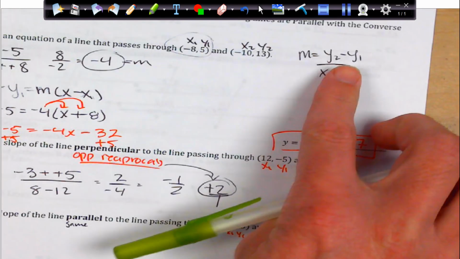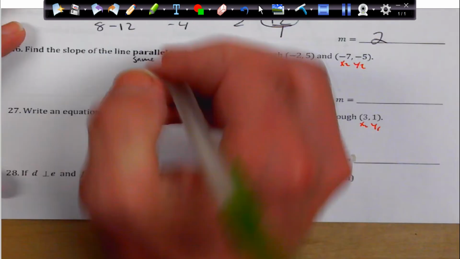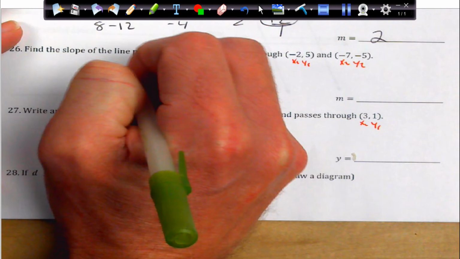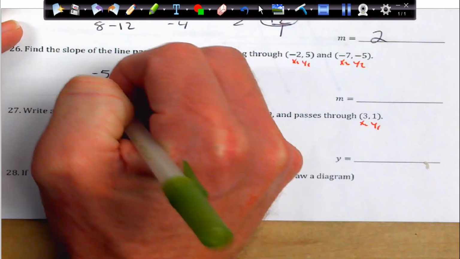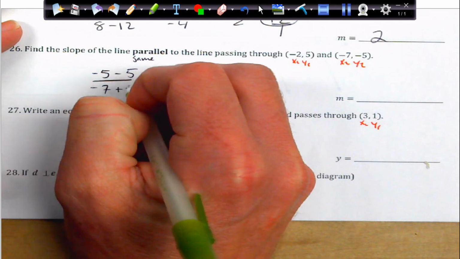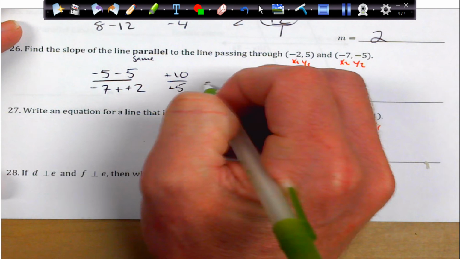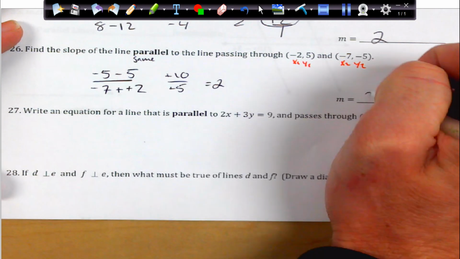So we have the formula from up here, y2 minus y1 over x2 minus x1 for slope. So we'll just use that: negative 5 minus 5, and negative 7 minus a negative 2. So negative 5 minus 5 makes negative 10. These two negatives become positive, so I get negative 5. That becomes positive to give myself 2. Since it's the same slope, we just use 2.